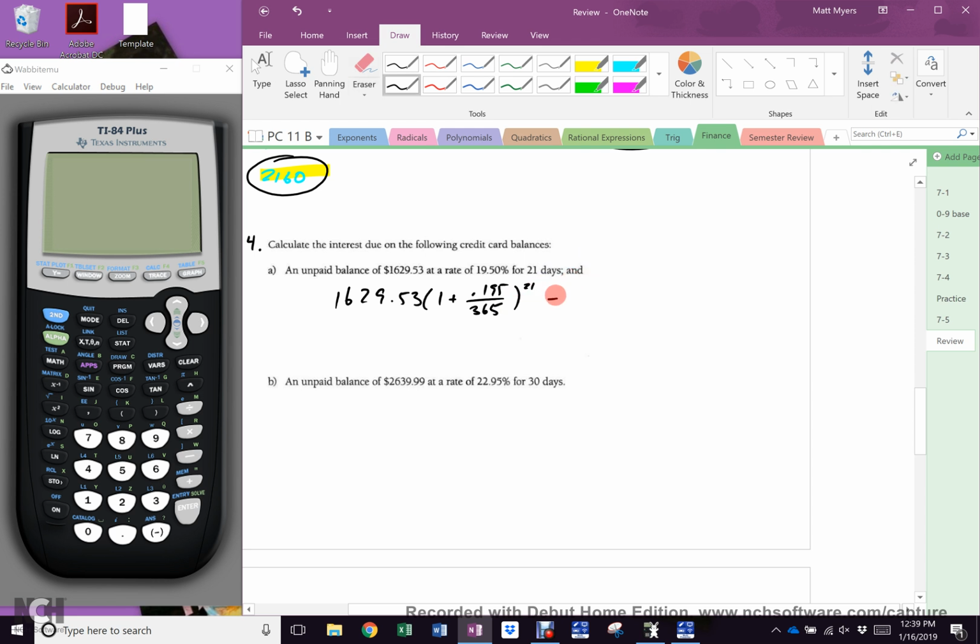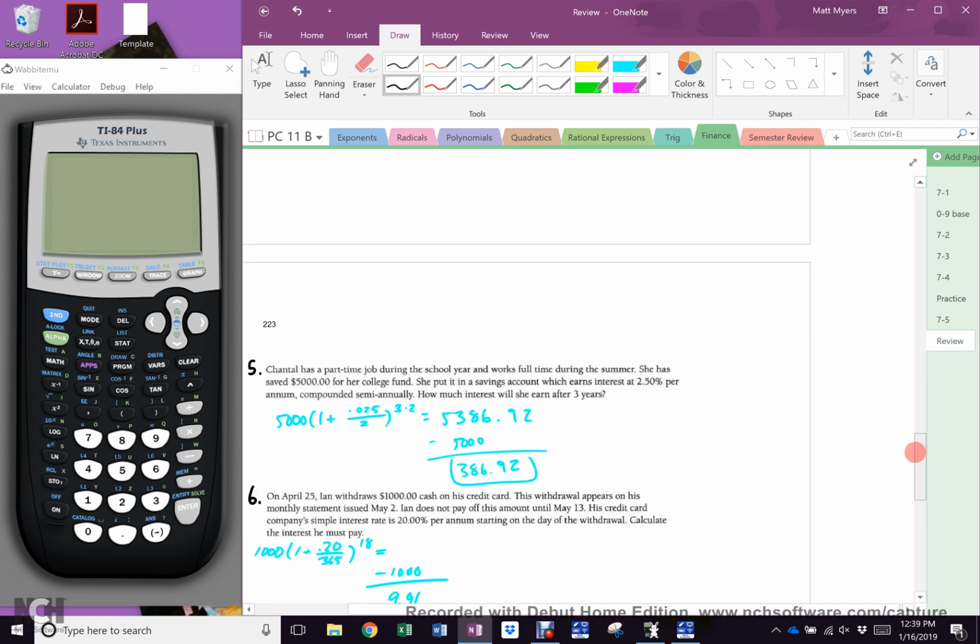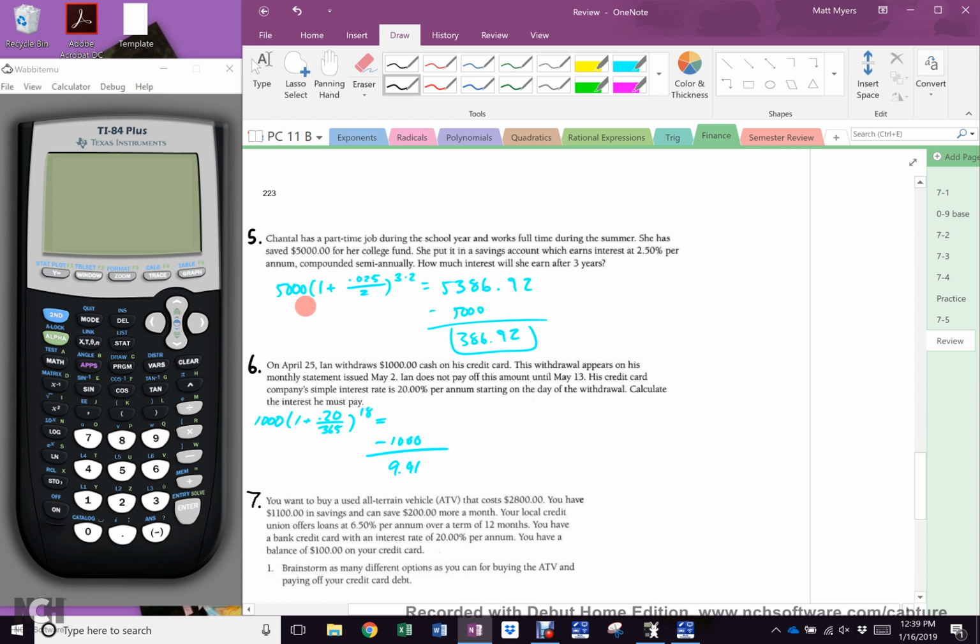And then that will give me an answer of 1649 or something. I can't remember exactly what it is. And then you subtract out the original, what you owed at the beginning, and that's the amount of interest you paid. Okay? Everybody good? And then same thing down here. 30 days. Because it's only happening 30 times. Right?